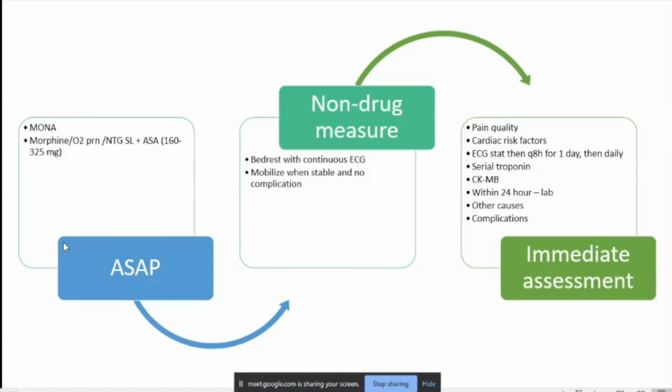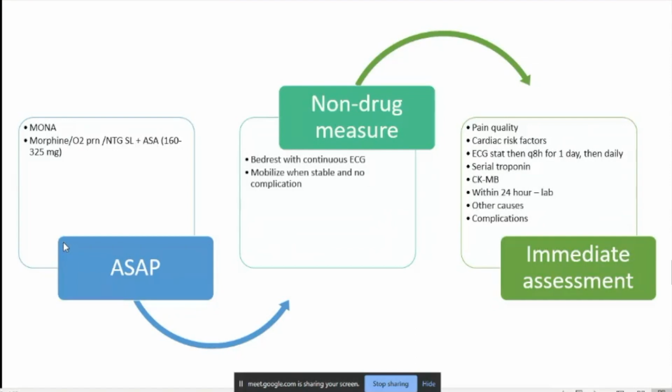Now, immediate assessment. What is included in the immediate assessment? We ask for the pain quality, the severity of the pain, and the location. Is it substernal? It can radiate to the jaws, shoulders, right? What are the trigger factors? What are the relieving factors? So we take the history of that from the patient. Now, what are the cardiac risk factors involved? We ask that. Now, ECG, like I said, start, then every 8 hours for 1 day.